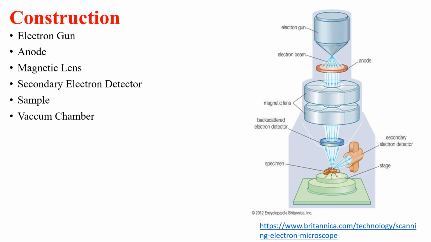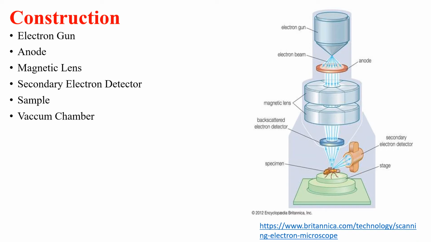So let's see the construction. As you can see, there are a few components listed. First of all, we can see an electron gun, which consists of a tungsten filament used for emitting electrons. Why is tungsten used? Because tungsten has a higher melting point. So when we give a voltage to this, it will start emitting electrons.